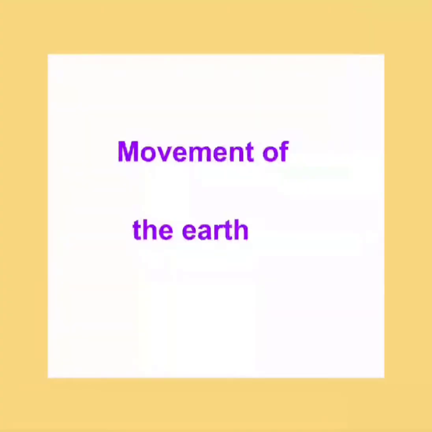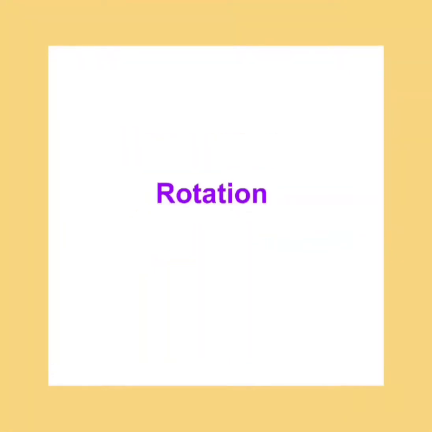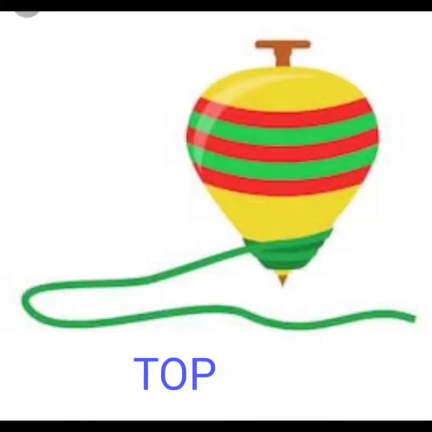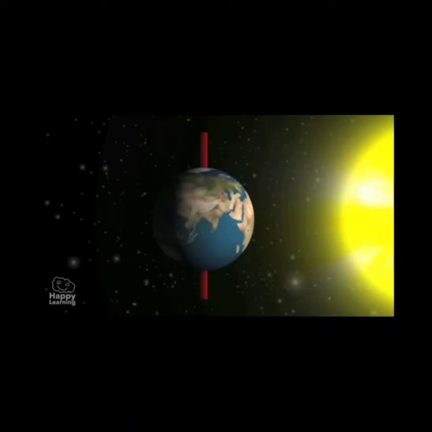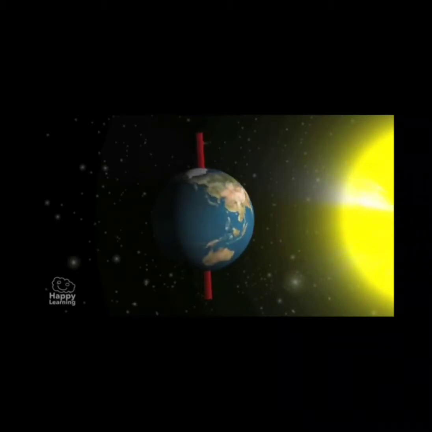Movement of the earth. The earth has two kinds of movements, rotation and revolution. Let's talk about the rotation. The earth is always moving. It spins like a top about an imaginary line called its axis. The earth's axis passes through the poles. It is slightly tilted to one side. The spinning of the earth about its axis is called rotation.